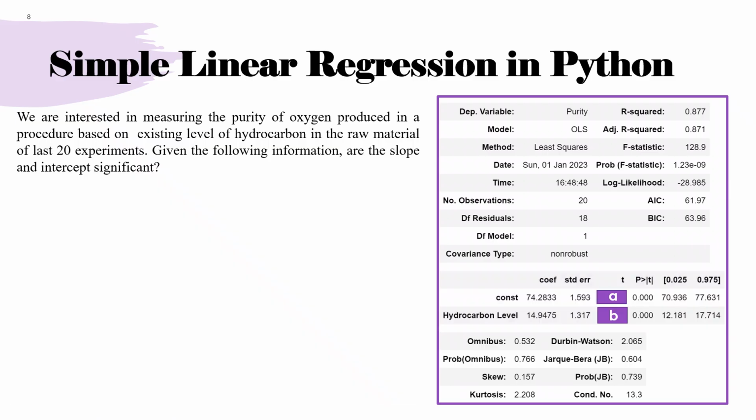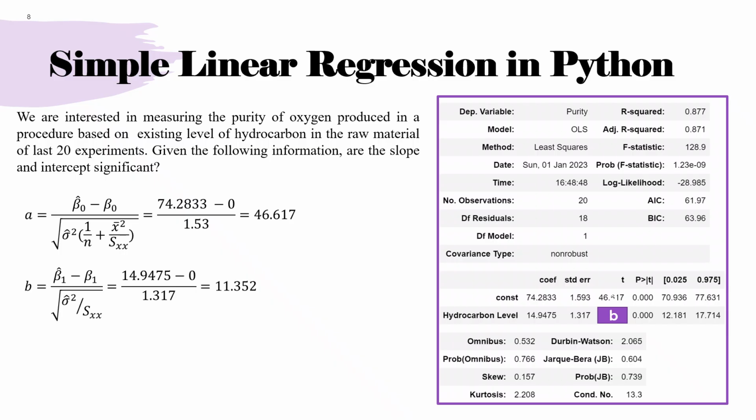Interestingly, we can compute the t-test statistics for both the intercept and the slope directly from the reported regression output, using only the estimated coefficients and their corresponding standard errors. For beta 0, we subtract the hypothesized value of 0 from beta 0 hat and divide the result by the standard error of beta 0. This gives us the t-test statistic for the intercept. Similarly, for beta 1, we subtract the hypothesized value of 0 from beta 1 hat and divide by the standard error of beta 1, which gives us the t-test statistic for the slope.